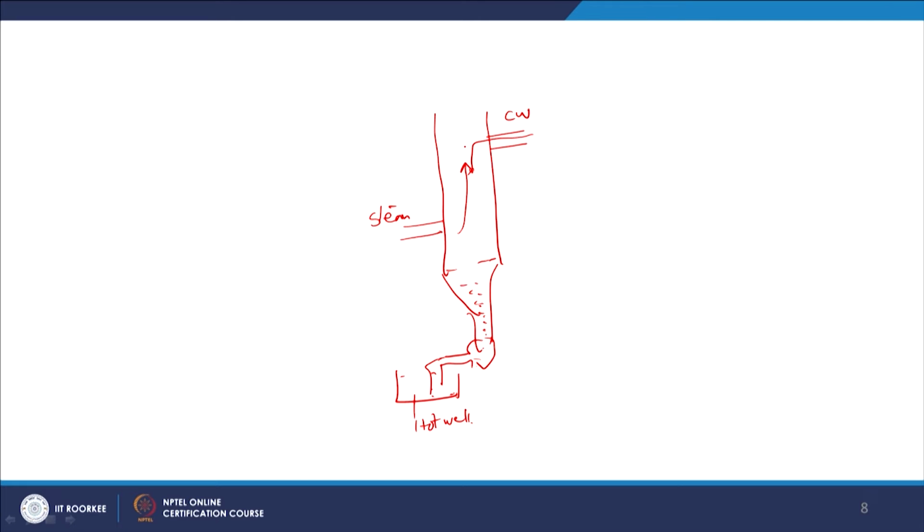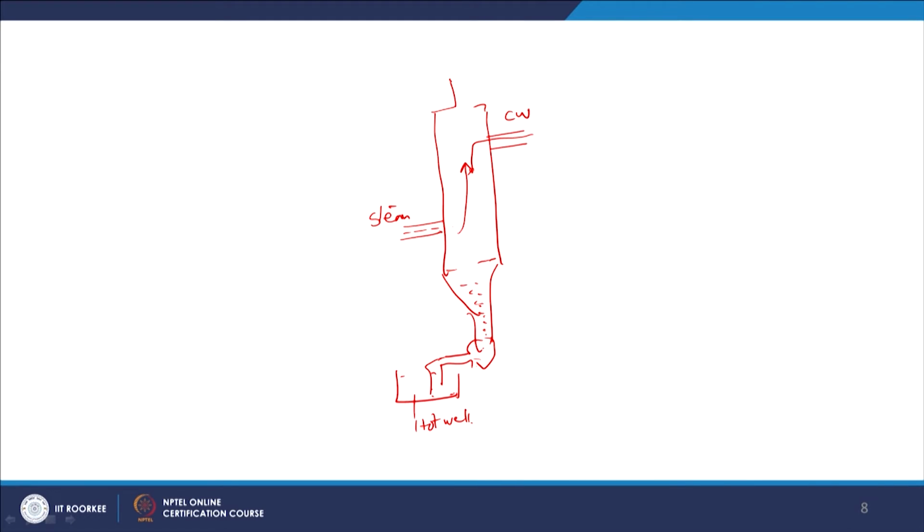And air which is coming with the steam, because steam when it is expanded, as I said earlier, by certain means the air managed to enter into the system. So, this air is liberated and this air is sent to the outside with an air pump.